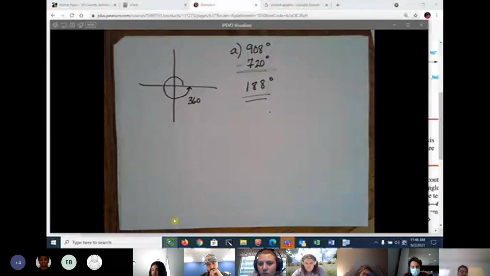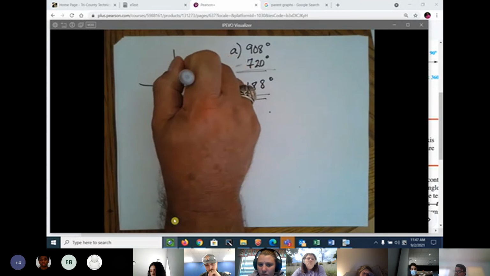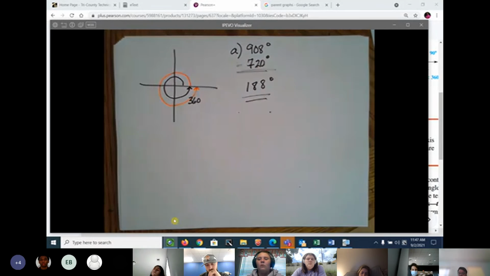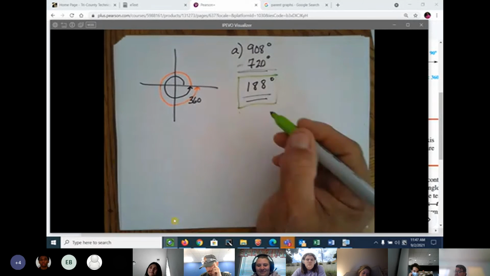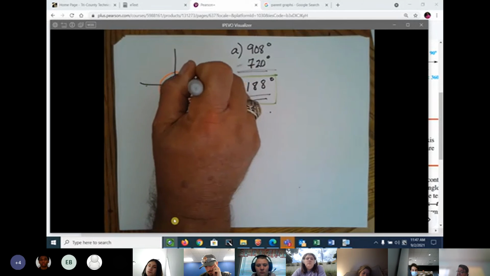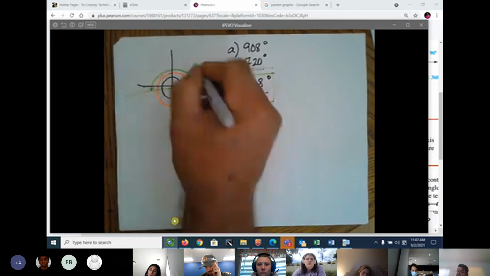So if you turn your angle 360 degrees, then you go 720 degrees, that's 2 revolutions. The actual angle you're finding, no sneezing in class. Sorry. The actual angle you're finding is what? Let's see, 180 is right here. So the actual angle you're finding is 188.